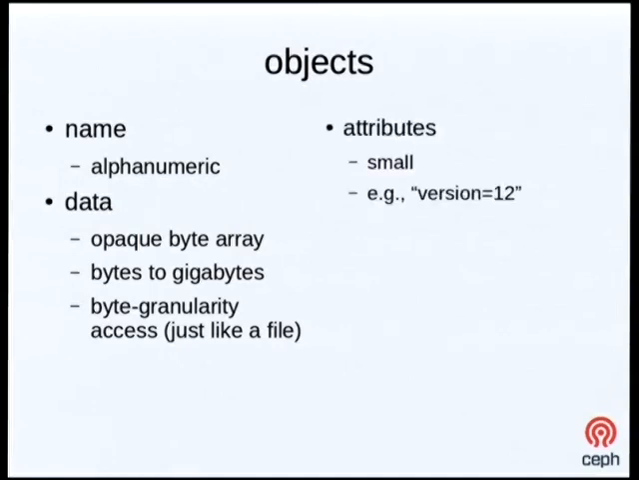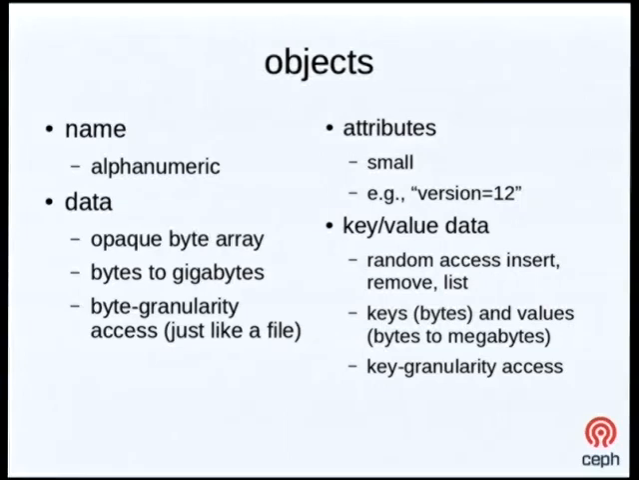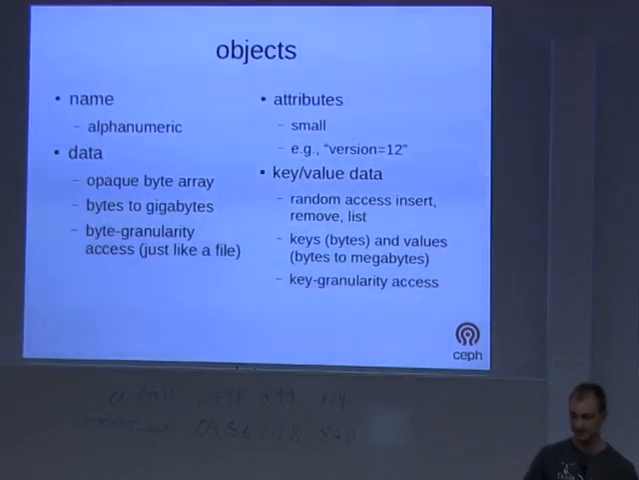Objects also have attributes associated with them. These are small key value pairs, things like version equals 12. They're intended to be very small and it's optimized for that case. You can make them big, but it won't work very well. But the last and probably more unusual thing is that you can also store key value data inside an object. That gives you random access, insertion, removal, and listing, kind of like you'd get with a NoSQL type of product or like a BerkeleyDB file. The keys can be some number of bytes long, and the values can be anywhere from bytes to kilobytes and maybe even megabytes. A little bit more about that later.